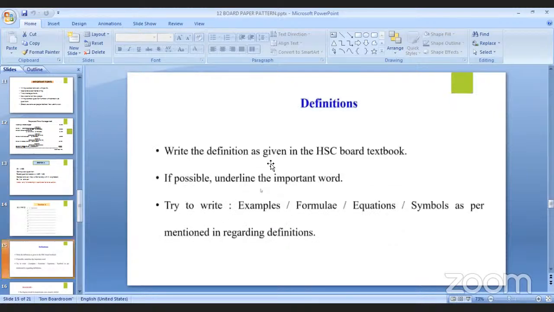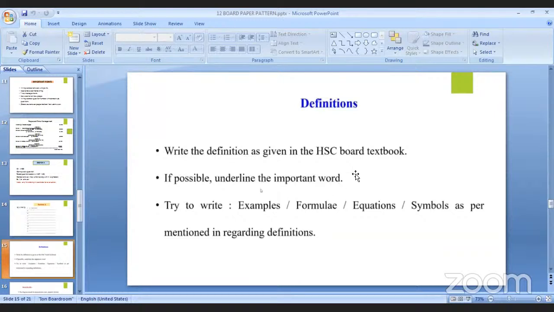After that, definitions. What does the board paper expect? Write the definition as given in the HEC board textbook. Don't write what you already know; write in the language given in the book only. If possible, underline the important words.